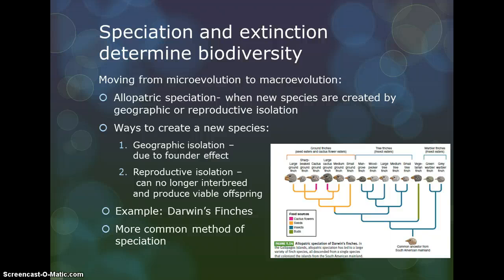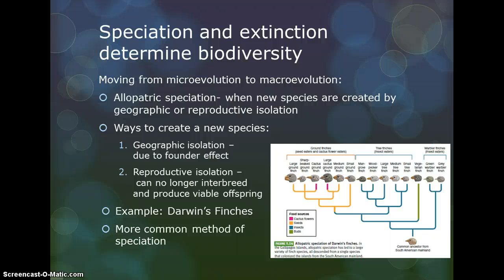Reproductive isolation is when organisms can no longer interbreed and produce viable offspring. So a lot of times this is in conjunction with the fact that they have been geographically isolated, but other conditions in which this may happen are some change in temperature where some organisms survive and some don't, precipitation, or an introduction of predators. We just talked about Darwin's finches.